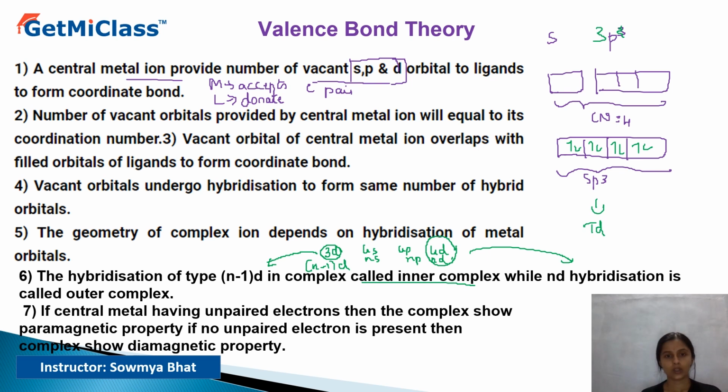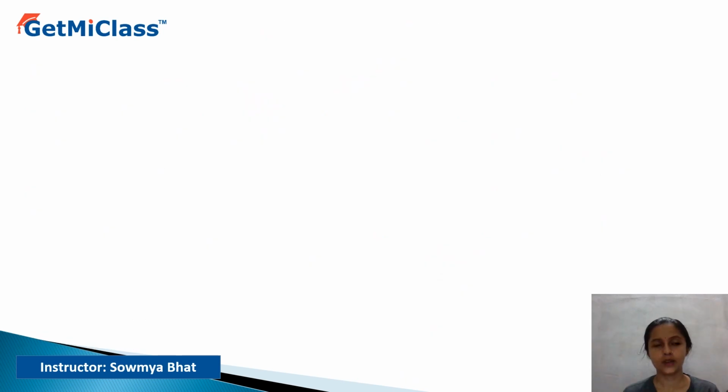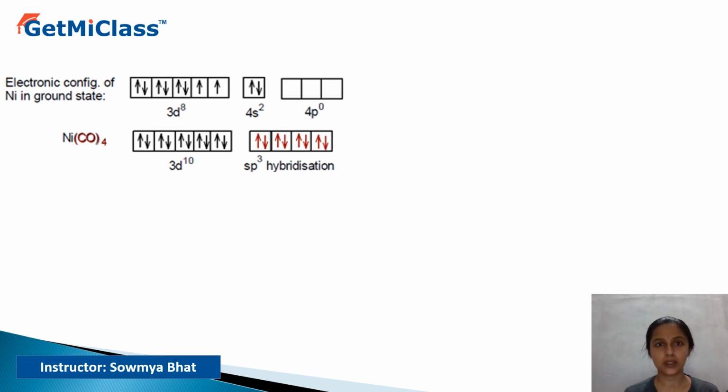Once you do the hybridization, if there is any unpaired electron left, then the complex is going to show paramagnetic nature, which is attracted by the magnetic field. If there is no unpaired electron, or all the electrons are paired up, then the complex would be diamagnetic. We are going to study the VBT in case of some complexes.